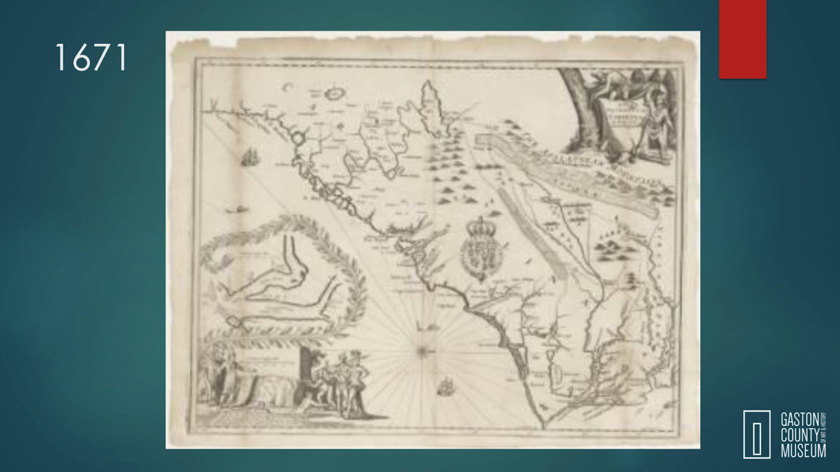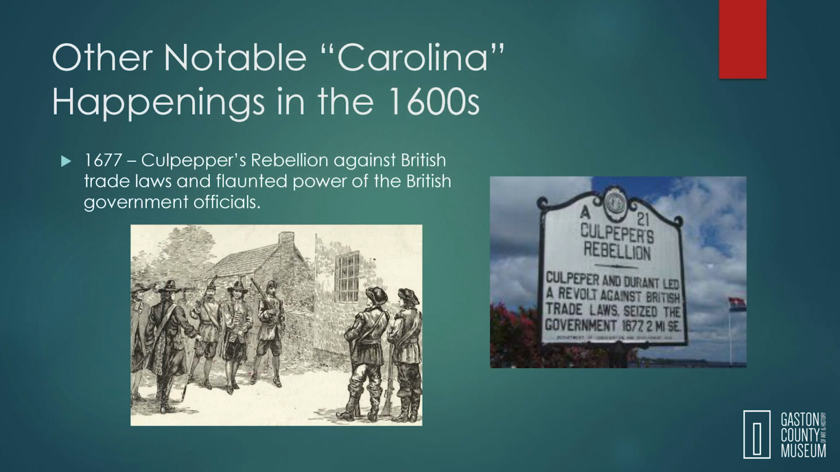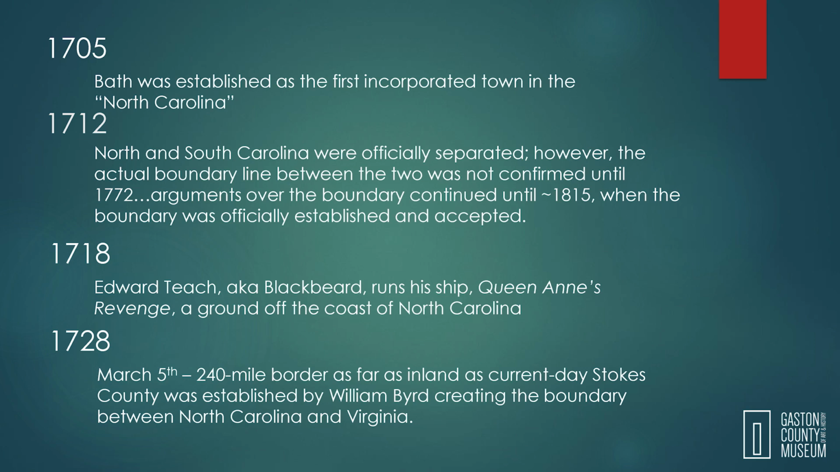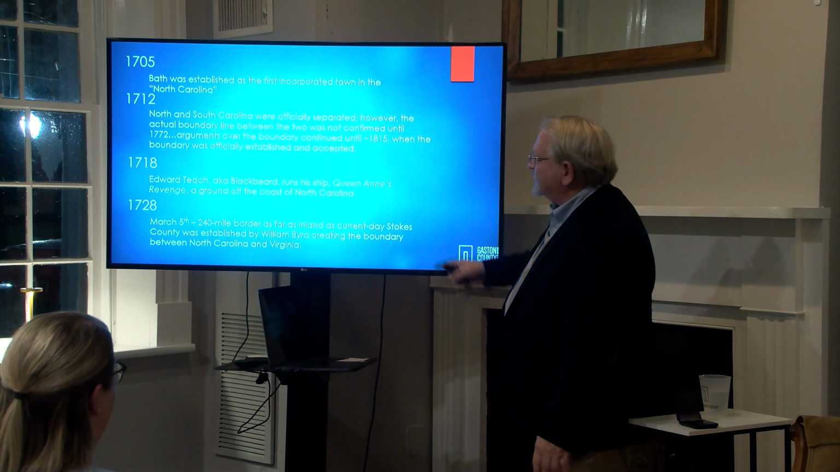Another map. Also out on the East Coast, we had the first signs of rebellion a whole 100 years before the American Revolution with Culpeper's Rebellion. They were rebelling against some of the trade laws and the taxes involved with those. And then other things that were happening. 1705, Bath was incorporated. 1712, North and South Carolina were officially separated, but they could not agree for another 100 years on what that line really should look like.